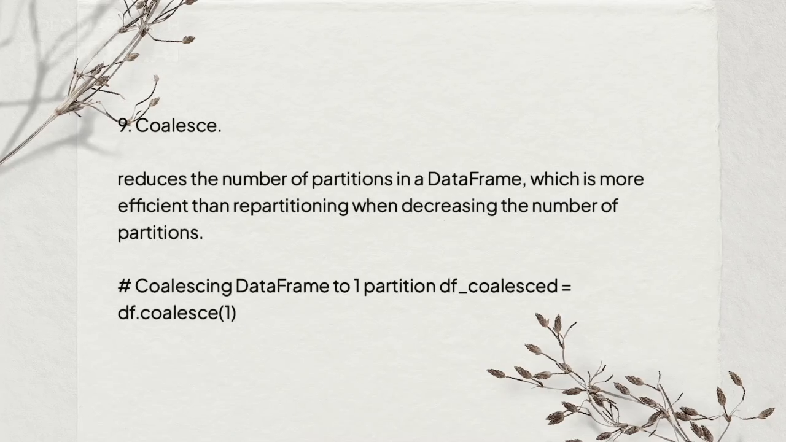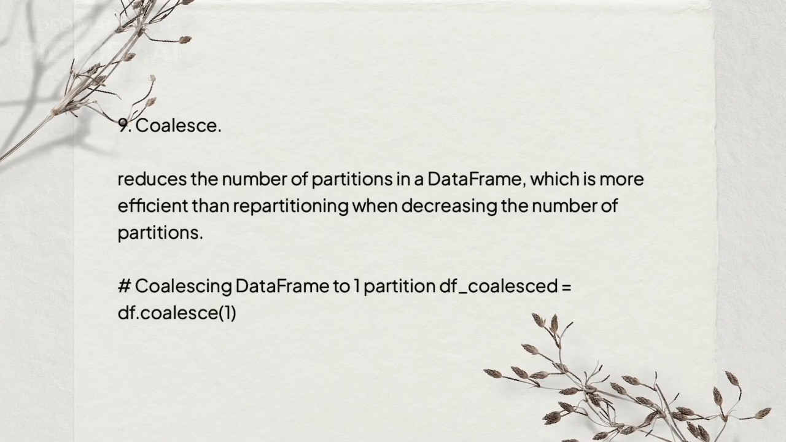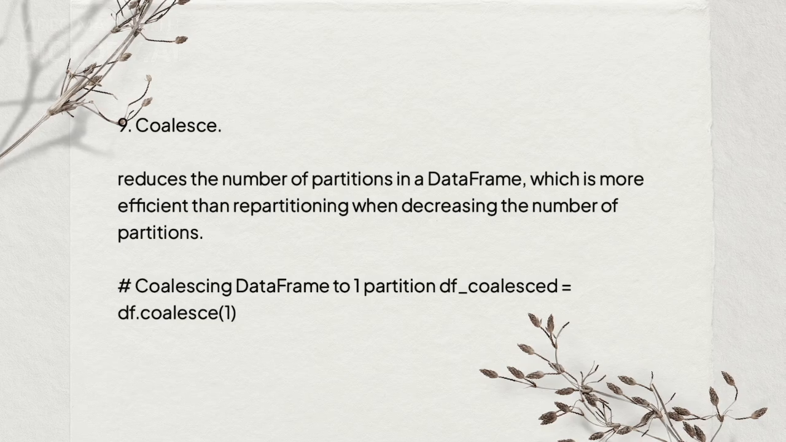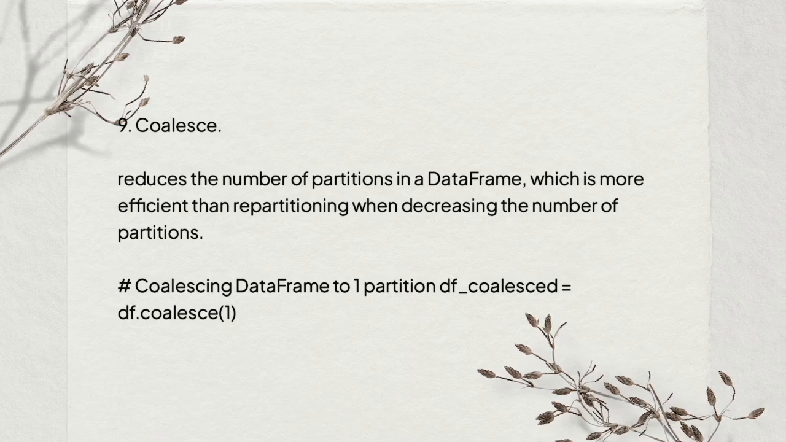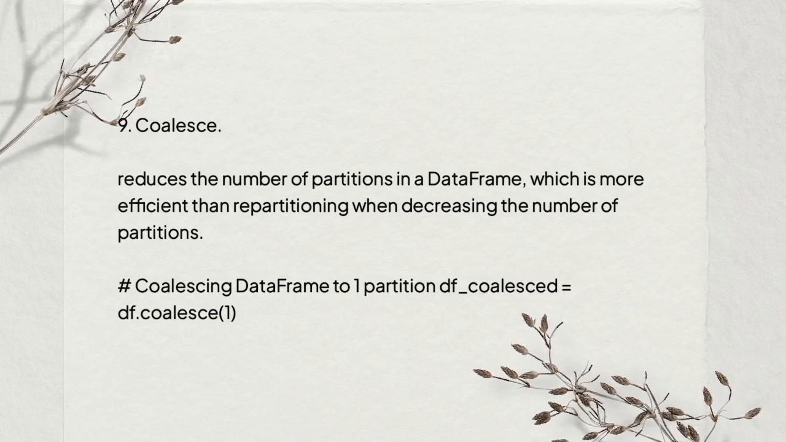9. Coalesce. Coalesce reduces the number of partitions in a DataFrame, which is more efficient than repartitioning when decreasing the number of partitions. Coalescing a DataFrame to one partition: df_coalesced = df.coalesce(1).